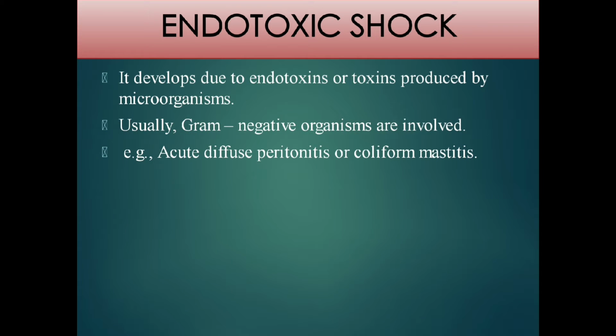Coming to endotoxic shock, it develops due to endotoxins or toxins produced by microorganisms. Usually, gram-negative organisms are involved. Absorption of toxin from the intestine and mammary glands may also result in endotoxic shock, as seen in acute diffuse peritonitis and coliform mastitis.